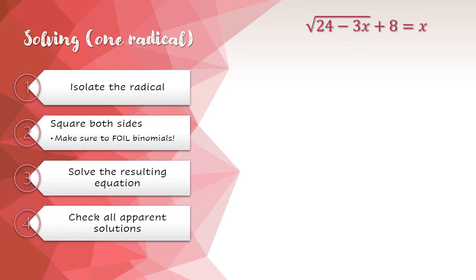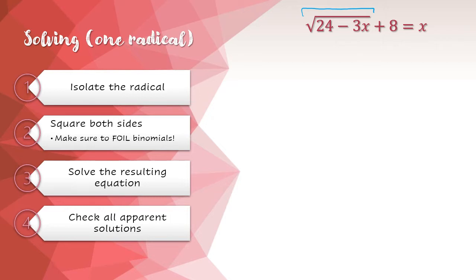So our equation is the square root of 24 minus 3x plus 8 is equal to x. And of course, we need to solve for x. So our first step is going to be isolating the radical. Remember, the radical is this piece. We would say that that is our one radical in this equation.